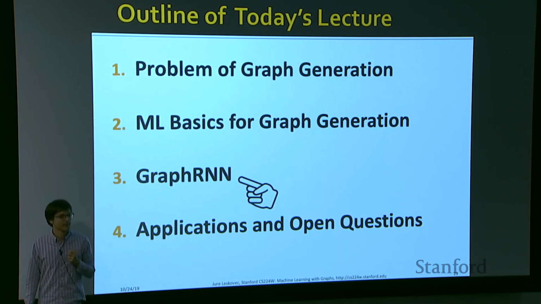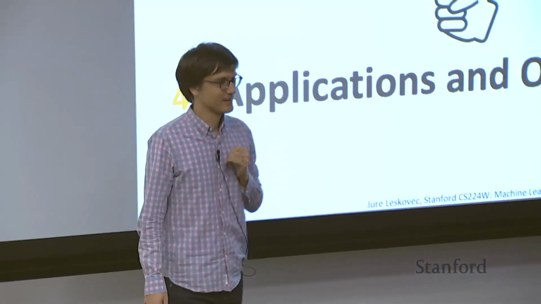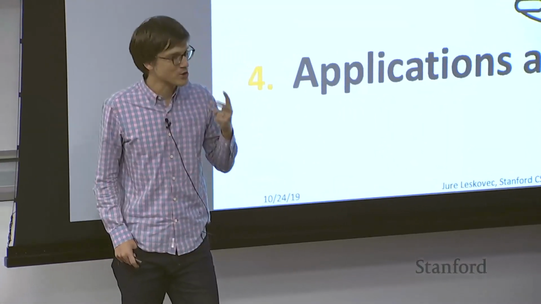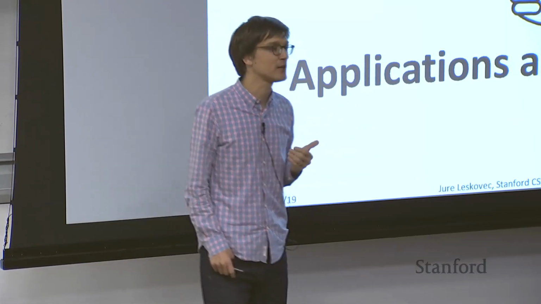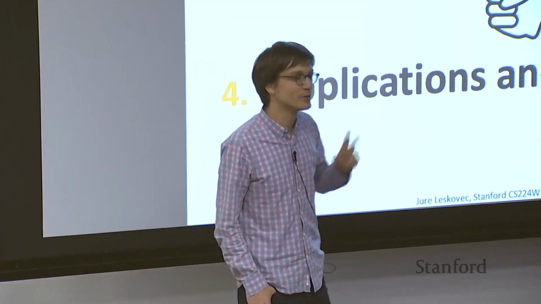Yes? Is one of the valid actions also like a stop token that says, I'm done, I've made my graph? Great. Yes, there are two special tokens. One is SOS and one is EOS. SOS means start of sequence, and EOS means end of sequence. But yes, you need those tokens as well.